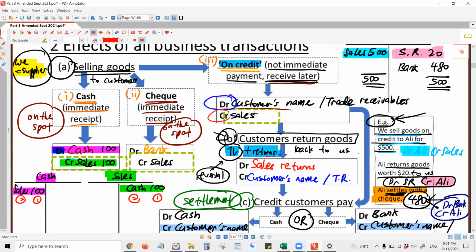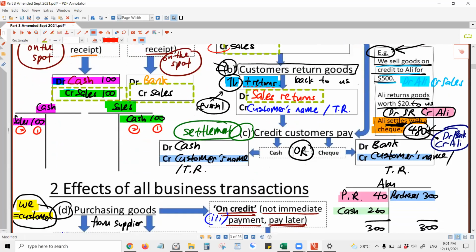So we are supplier, right? So I think it's logical. We call it as sales. We sell goods to our customer. Therefore, when customer return goods back to us, we call it as sale returns. That's why I say when you are supplier, you call it as sale returns.